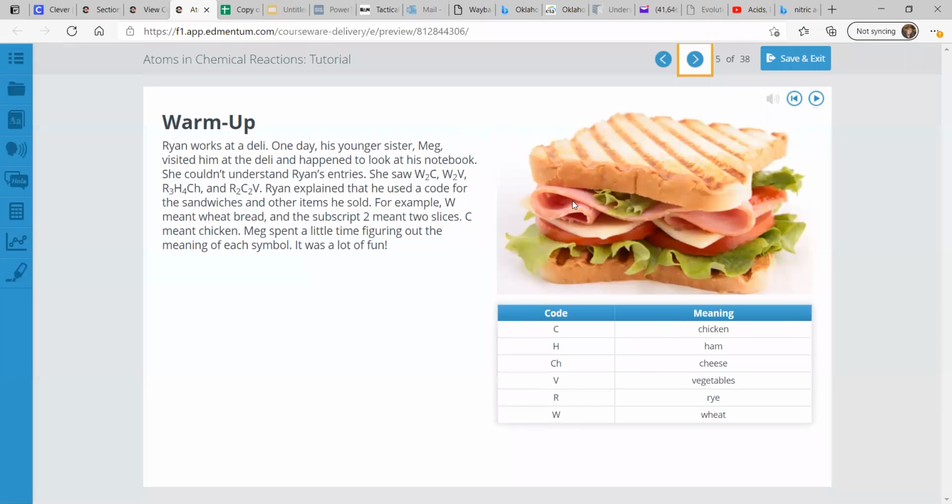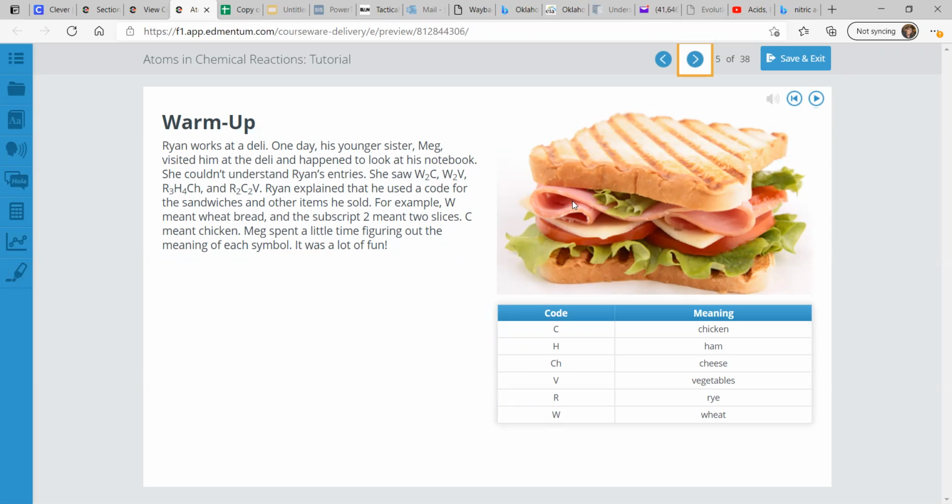So for a warm-up, we got a deli question. Ryan works at a deli. One day, his younger sister, Meg, visited him at the deli and happened to look at his notebook. She couldn't understand Ryan's entries. She saw W2C, W2V, RHC, yada, yada. Ryan explained that he used a code for the sandwiches and other items he sold.